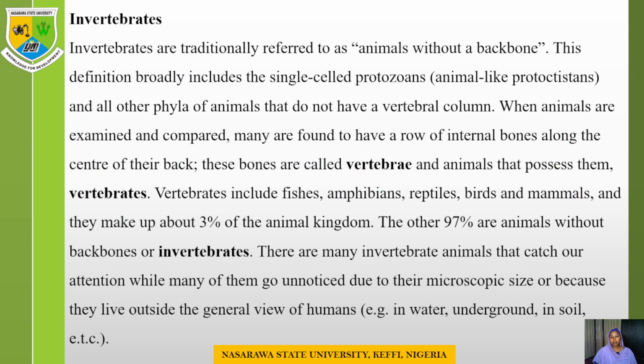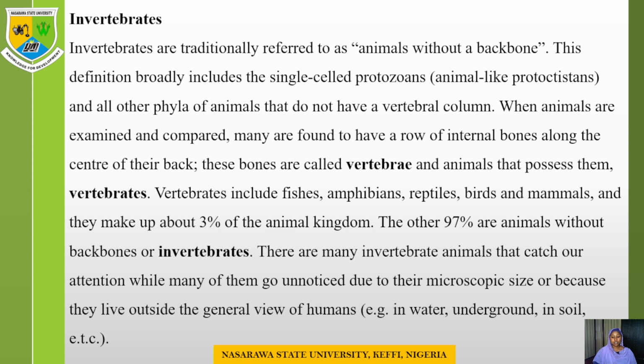What are invertebrates? Invertebrates are traditionally referred to as animals without a backbone. This is a definition that includes single-celled protozoans, animal-like protoctistans, and all other phyla of animals that do not have a vertebral column. When animals are examined and compared, many are found to have a row of internal bones along the center of their back. These bones are called vertebrae, and animals that possess them are vertebrates. The vertebrates include fishes, amphibians, reptiles, birds, and mammals, and they make up 3% of the animal kingdom. The other 97% are animals without backbones, or the invertebrates.